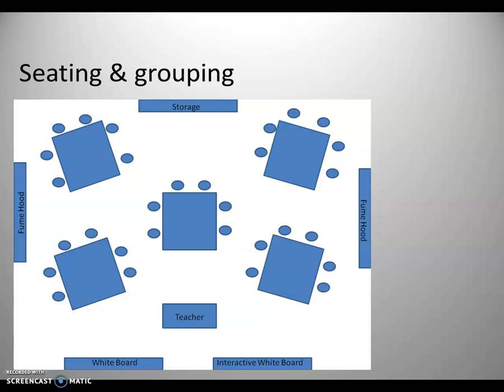Arrange students in small groups so that they can see the whiteboard but not in straight lines with the teacher front and centre, and be mindful who is sitting at the back. The students that choose to sit at the back are generally the ones that need to sit at the front.